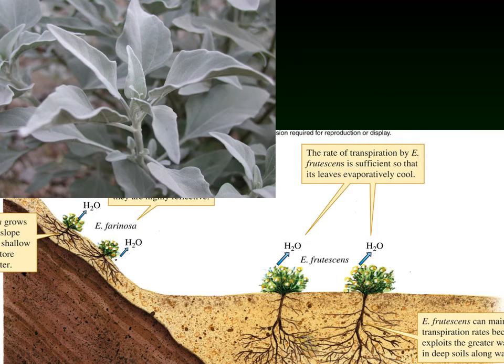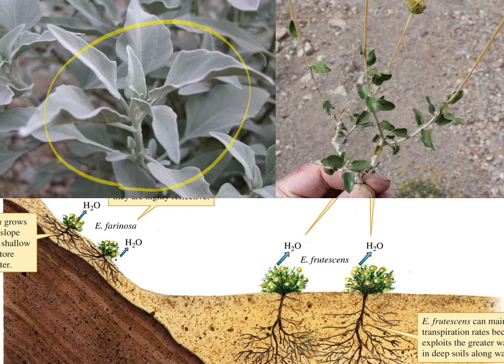So this is looking at those little hairs on Farinosa, and they give the plant a nice coloring so that it looks much more silvery from reflecting all of that light. And then if you look at the leaves of the Frutescens, they are dark green. They're not hairy. And so they're going to be absorbing a lot more light, and they're going to be heating up.